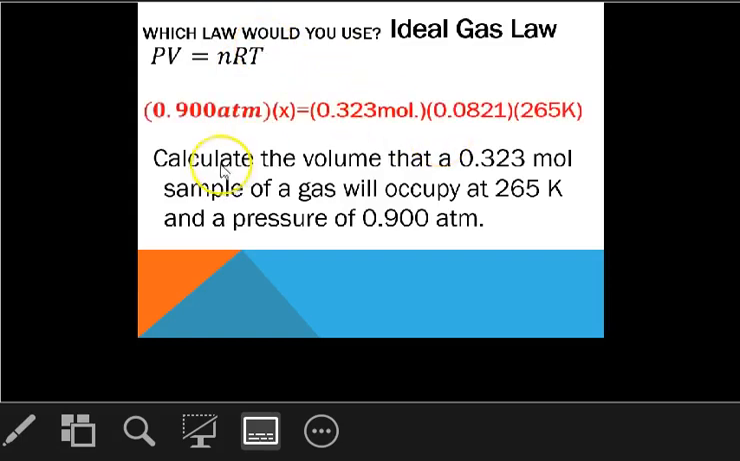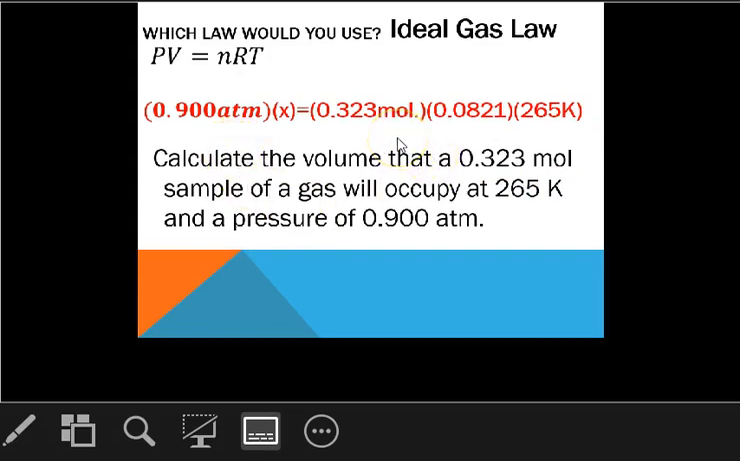So when you pull out the pieces of the puzzle, the 0.9 atmospheres times, I don't know, that's what I'm solving for, calculate the volume, equals the number of moles times the reference number for atmospheres. They have to tell you that number. And times 265, because they already gave me the temperature in Kelvin. So how do I solve this problem?